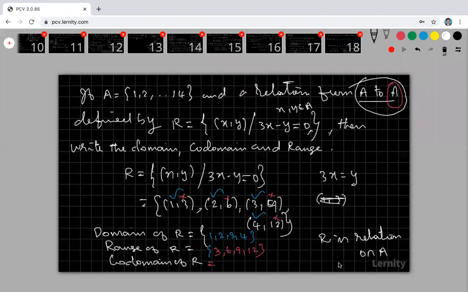But on A, now what is the meaning, sir? On A means that is A to A. That means the relation is defined from A to A, so your second set is also A. The relation is defined from the set to itself. Therefore, my codomain is A alone. My codomain is A. My range is 3, 6, 9, 12. My domain is 1, 2, 3, 4. Are you okay? That is how to find the range and domain.